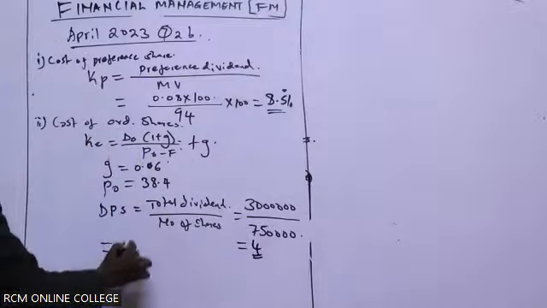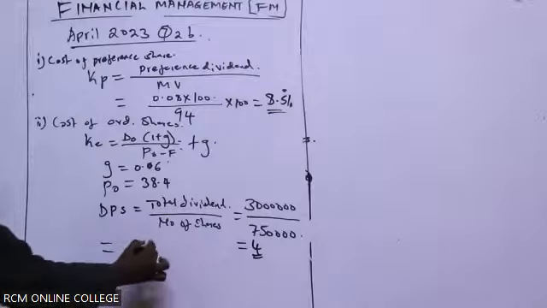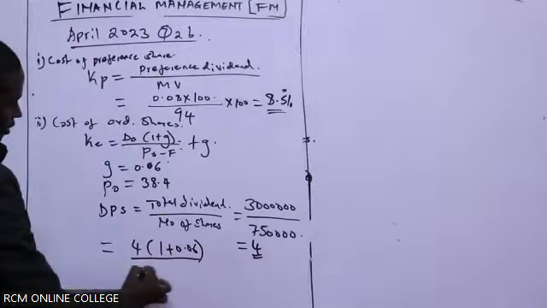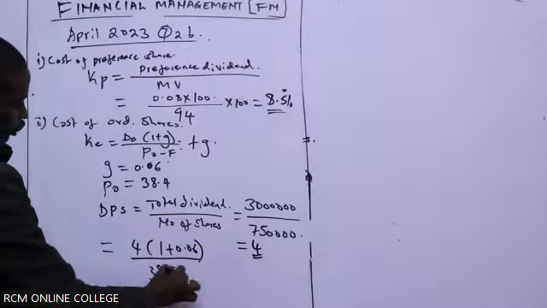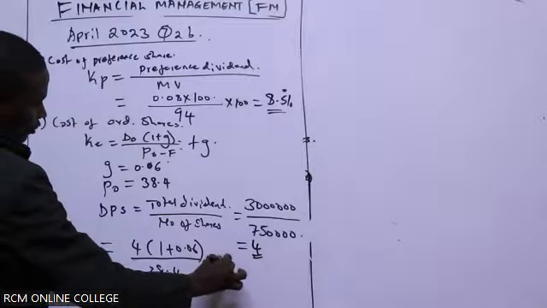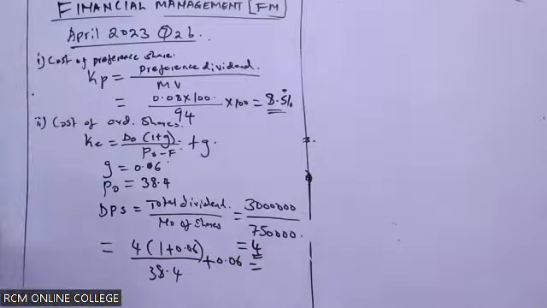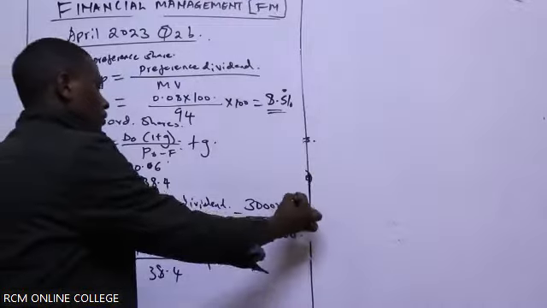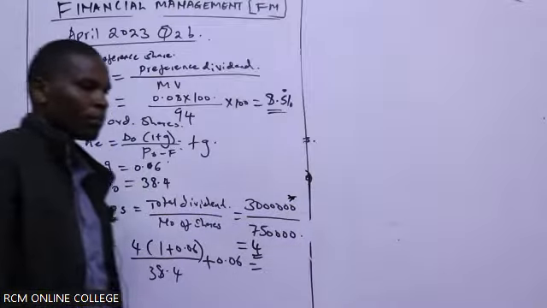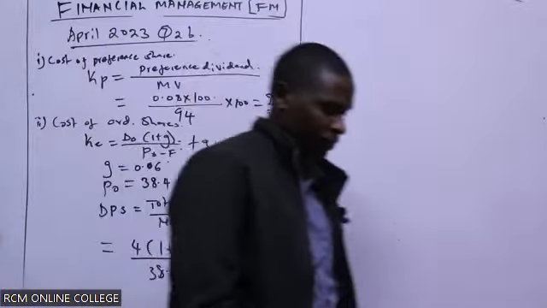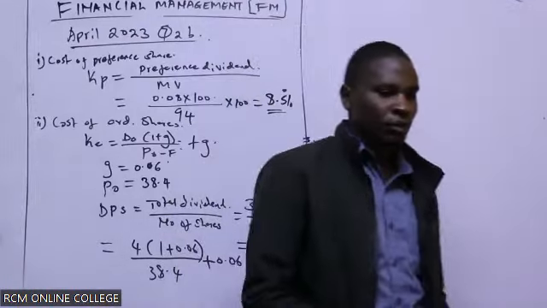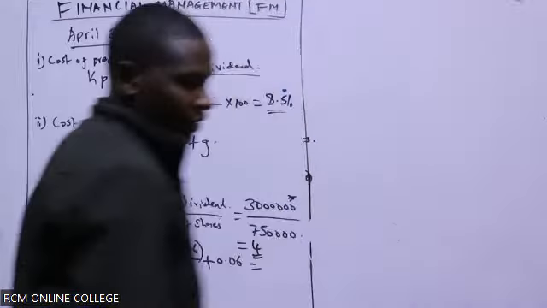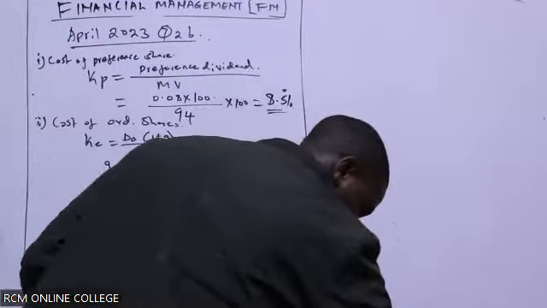With that, we are able to compute our KE. You can just put 1 plus 0.06 divided by 38.4. There is no flotation, and then we add 0.06. What will be our KE? The trick was here, because the other ones are direct, completely direct. What will be our KE? Then we go to the next one.